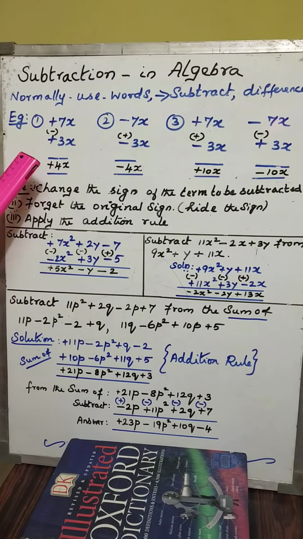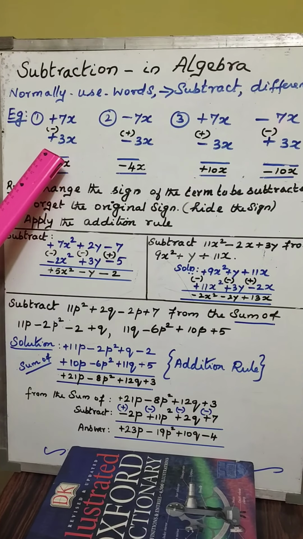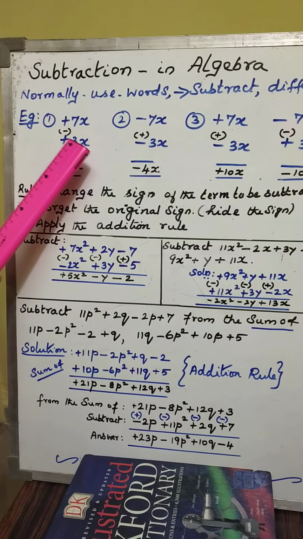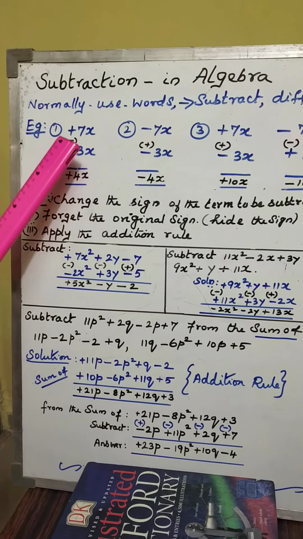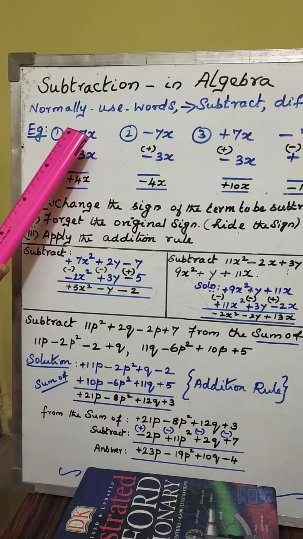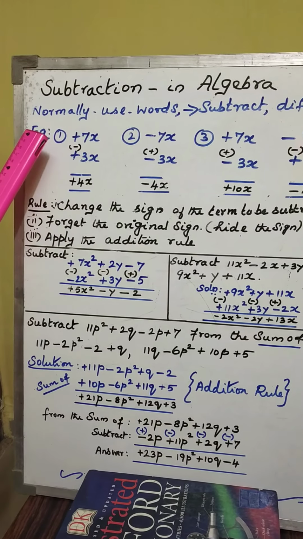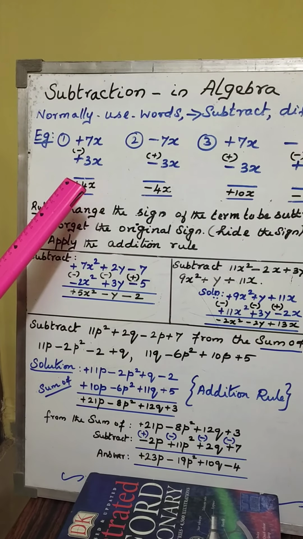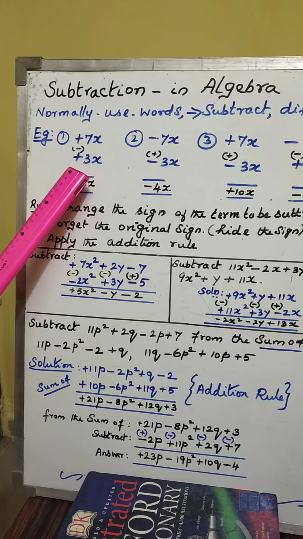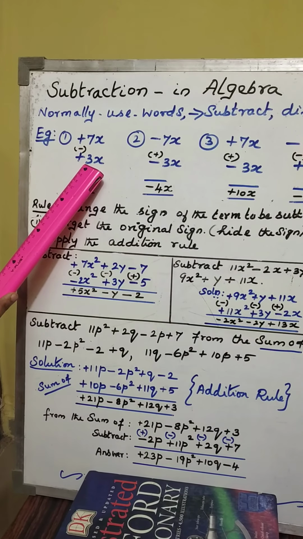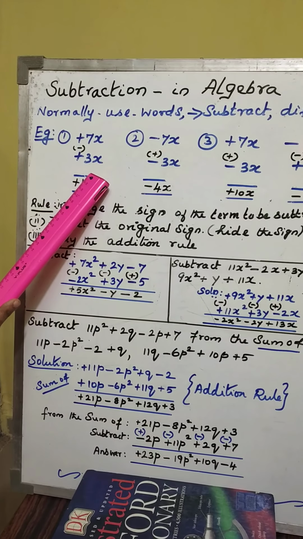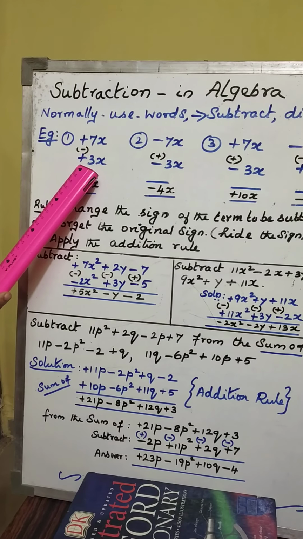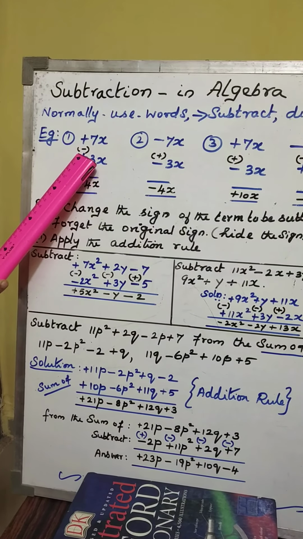Now look at the first one: plus 7x plus 3x. I repeat again, plus 7x plus 3x. But you are asked to subtract. Though it is plus 7x plus 3x, the heading says you are asked to subtract. If it is subtract, what must you do? The term to be subtracted here is plus 3x, is it not? For that you have to change the sign. Since plus is there, you put minus, which I have put in a bracket.